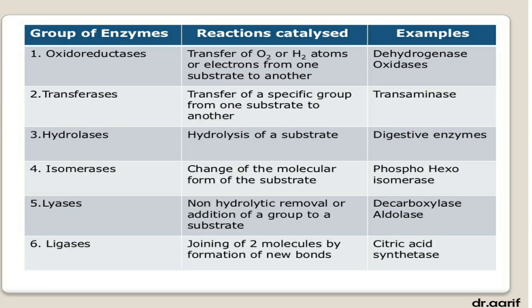For example, digestive enzymes. Fourth is isomerases, change of the molecular form of substrate. Example, phosphohexoisomerase. Fifth is lyase, non-hydrolytic removal or addition of a group to a substrate. Example, decarboxylase, aldolase. And the sixth one, ligase, joining of two molecules by formation of new bonds. For example, citric acid synthetase. So, in that way, 6 classes of enzymes are there.